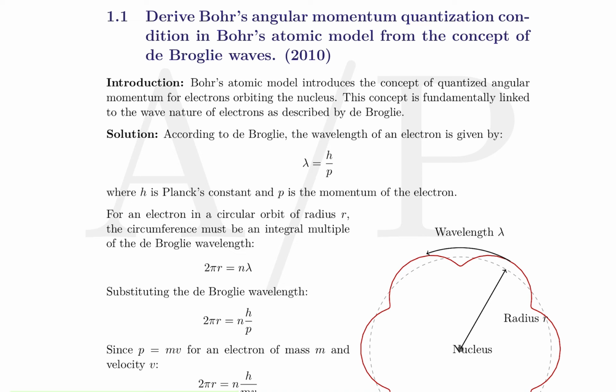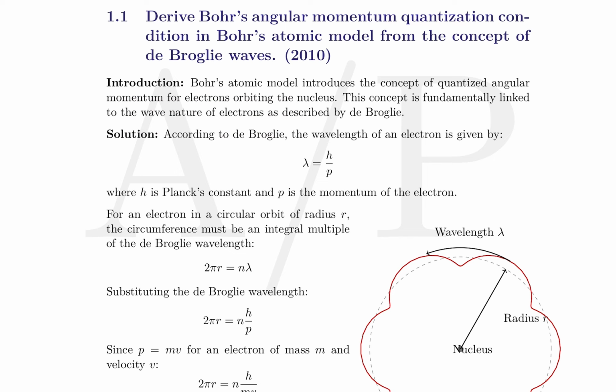The introduction states, Bohr's quantum atomic model introduces the concept of quantized angular momentum for electrons orbiting the nucleus. This concept is fundamentally linked to the wave nature of electrons as described by de Broglie. The important part is that the concept of de Broglie waves links the wave nature of particles. This is the keyword that you need to focus on, and it should be mentioned in your introduction. Now moving forward to the solution part.